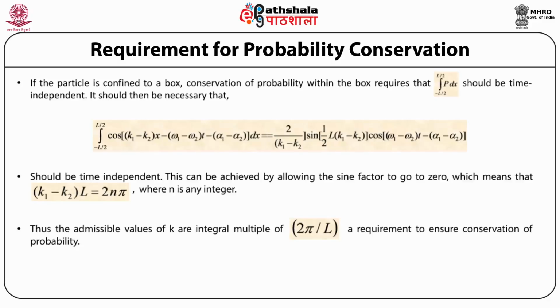Now, in order for this equation to be time independent, one sees that if the sine term in this equation goes to 0, then this can be done. That is, the term (k1 minus k2) times L is equal to 2n pi, where n is an integer. Thus, the admissible values of k are integral multiples of 2 pi by L, a requirement to ensure the conservation of probability.